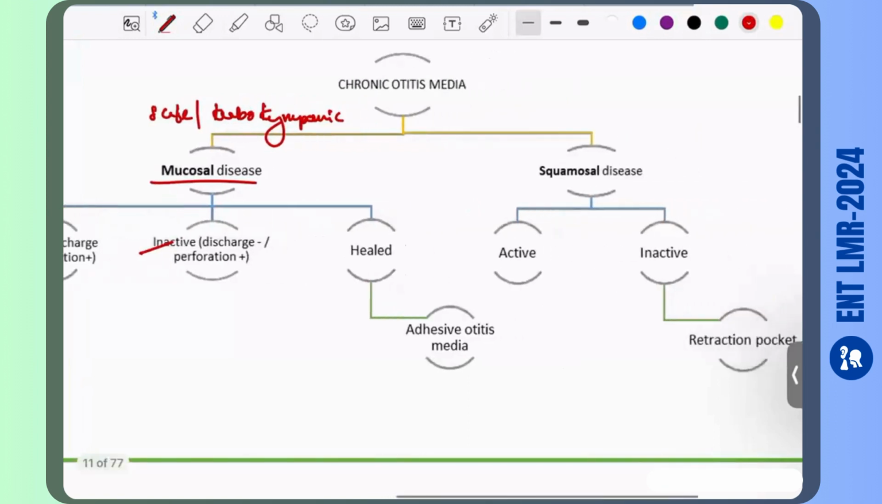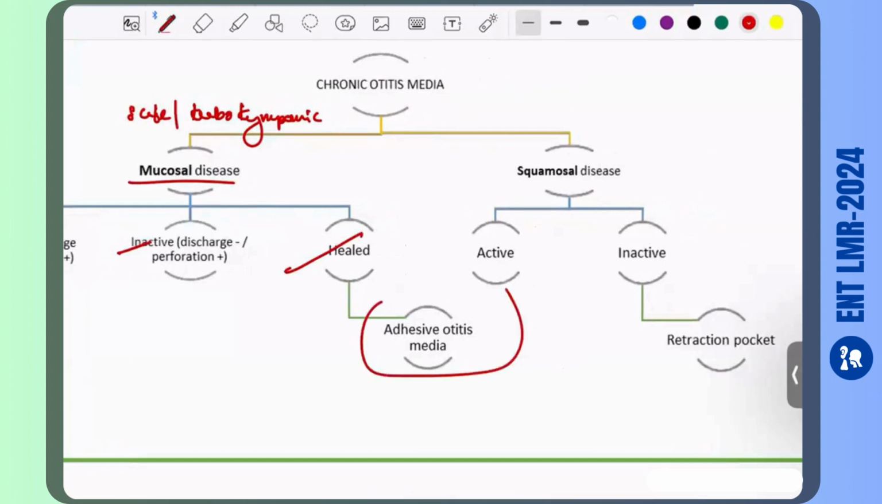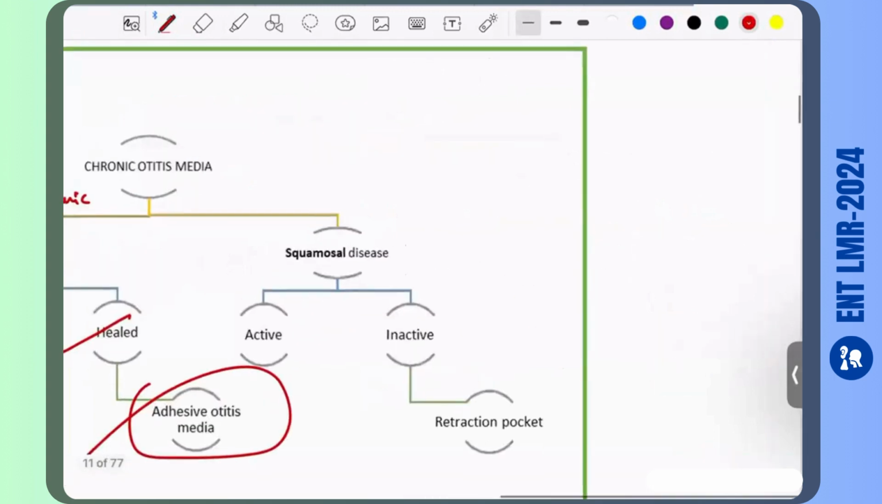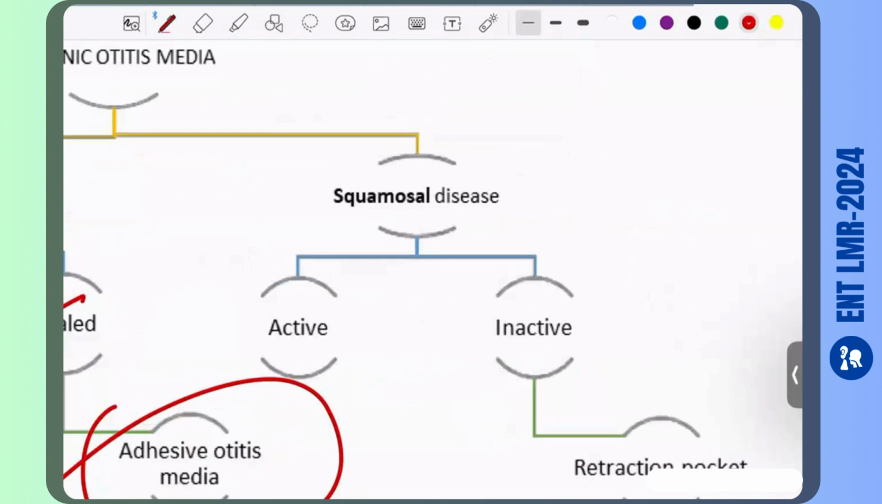So there may be a few conditions where there will be a healed perforation. It is called adhesive or it is clear. Let's get back to unsafe CSOM.